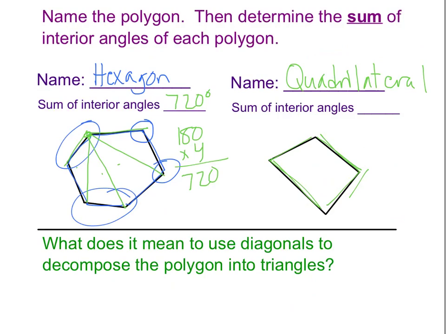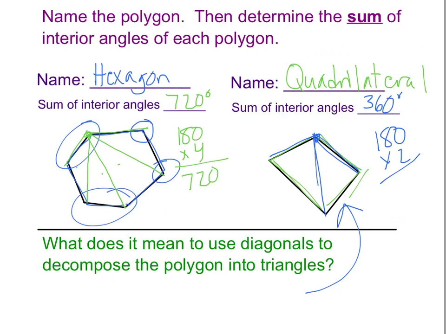Quadrilateral. Okay, sum of the interior angles, again, start at one side. Draw your lines to all the other corners. I have 2 triangles, 180 degrees in each one, for a total of 360 degrees. And what does it mean to use diagonals to decompose the polygon into triangles? Exactly what I did here. I'm using these diagonal lines going across, and I'm decomposing it, or in other words, I'm separating it into triangles.